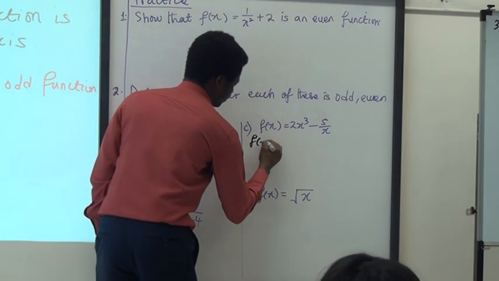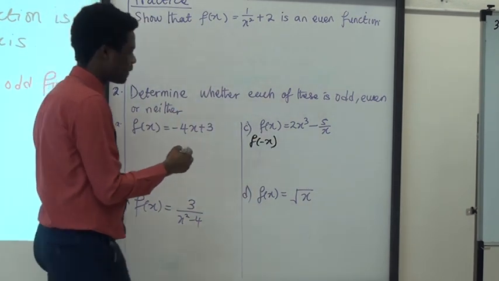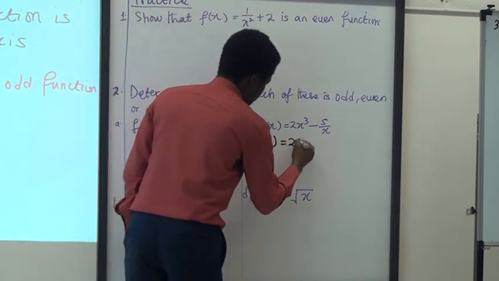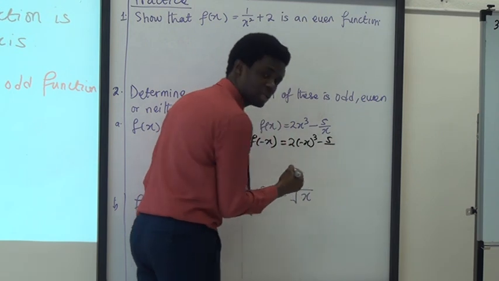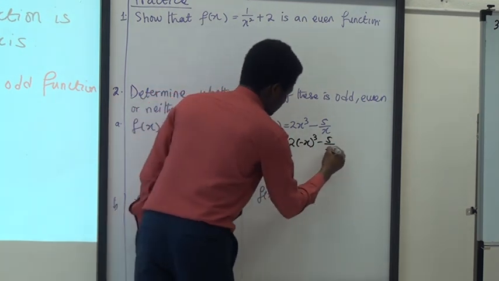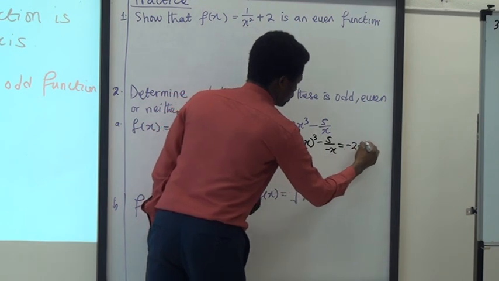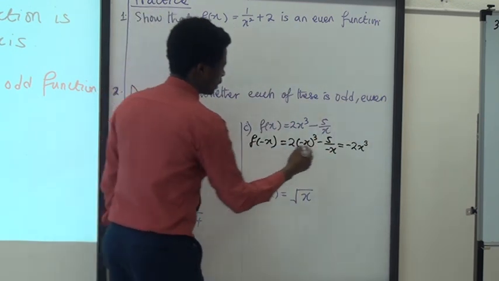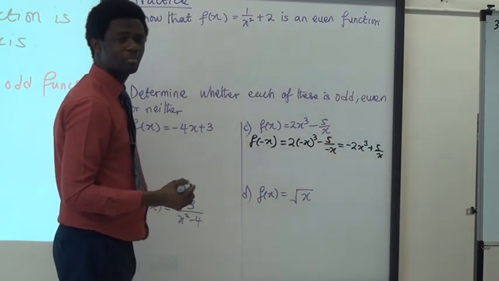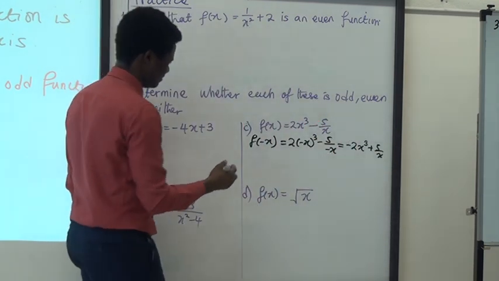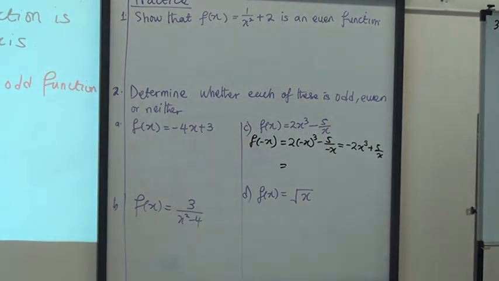Start with f of negative x, and you substitute your negative x. So you get 2 negative x cubed minus 5 divided by negative x. And this, you agree, is negative 2x cubed, and this is plus 5 over x. Okay, I get it. Alright, so you just factorize negative x and that's it.